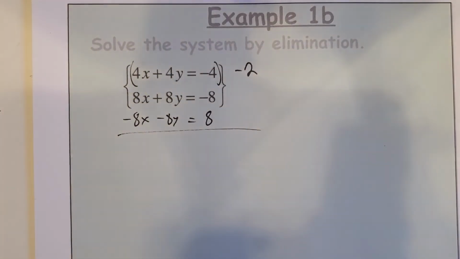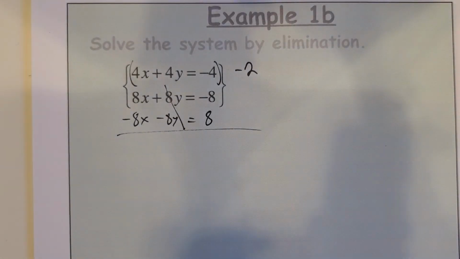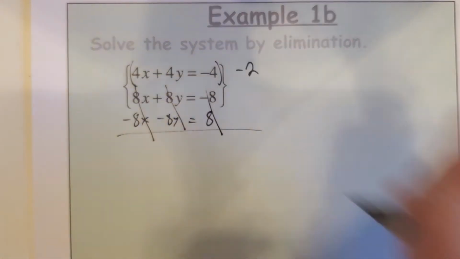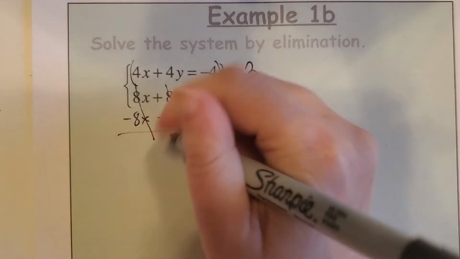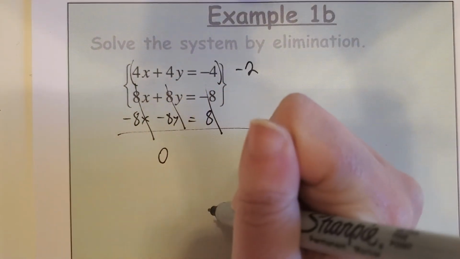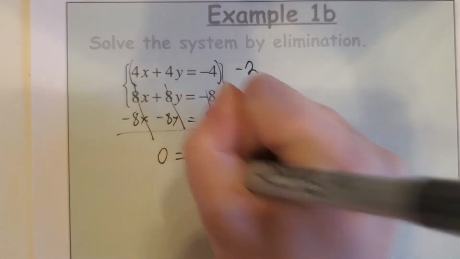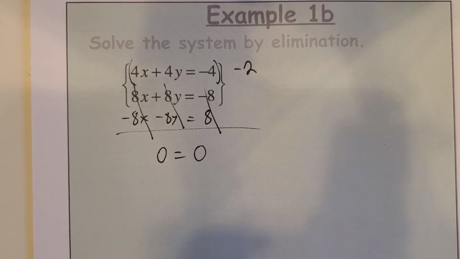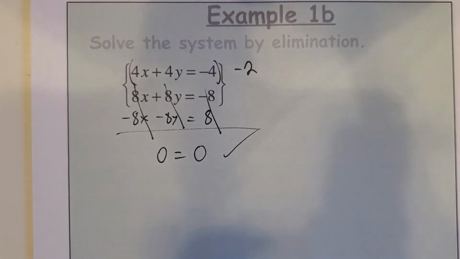And what ends up happening now? Well, we were trying to eliminate y, so that cancels. The x's also cancel, and so do the numbers. So we're not only left with 0 on the left, but we're also left with 0 on the right. 0 equals 0. And what does that mean? Is that true? That is actually a true statement. 0 does always equal 0.